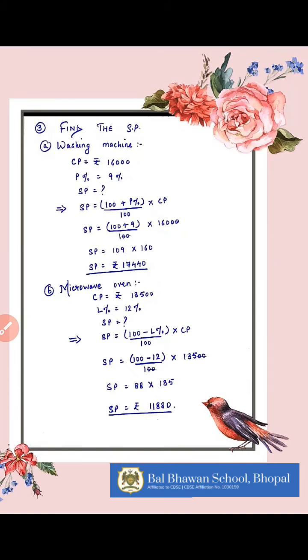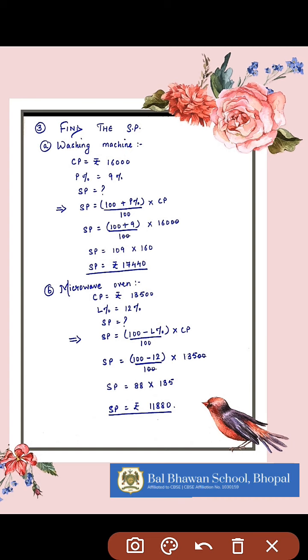Now in question number 3, they have given us two conditions. One is the case of a profit and the other one is the case of a loss. And the cost price of the items are given to you. You have to find the selling price. So in the first case, there is a washing machine whose cost price is rupees 16,000. And it has to be sold at a particular price to get a profit of 9%.